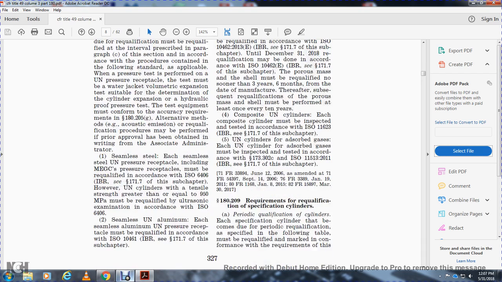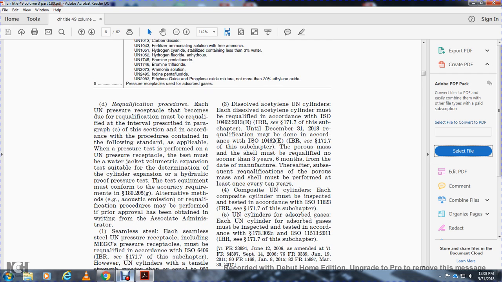Seamless steel UN pressure receptacles, including MEGC pressure receptacles, must be requalified according to the standard ISO 6406. However, UN cylinders with a tensile strength greater than or equal to 900 MPa must be requalified by ultrasonic examination according to ISO 6406. Seamless aluminum UN pressure receptacles must be requalified in accordance with ISO 10461.